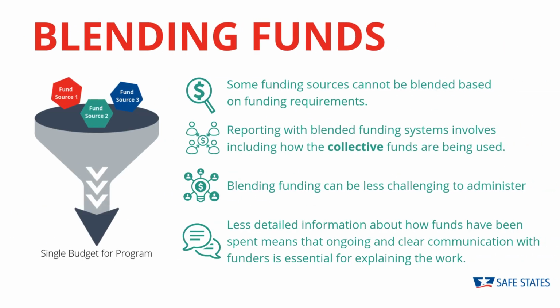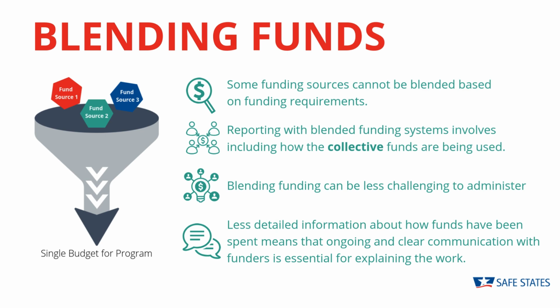Blending of funding involves merging the funds in one source. When funding is blended, it goes into a pot. With blended funding, there is no means for the financial manager to report which funding source paid for what expense. To blend your funding, you must work closely with your funders to ensure you can meet their reporting requirements. It is important to keep in mind: some funding sources cannot be blended based on funding requirements.